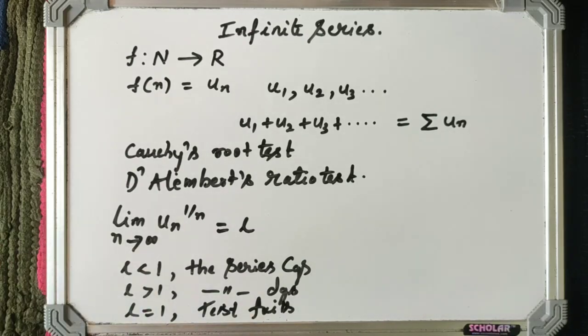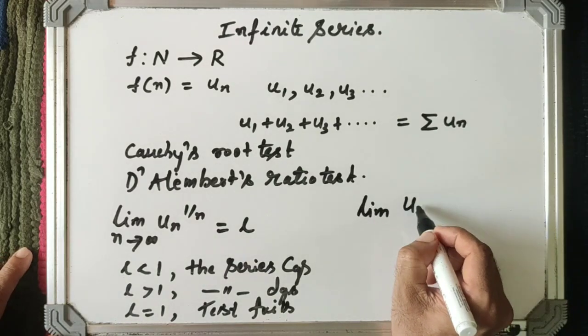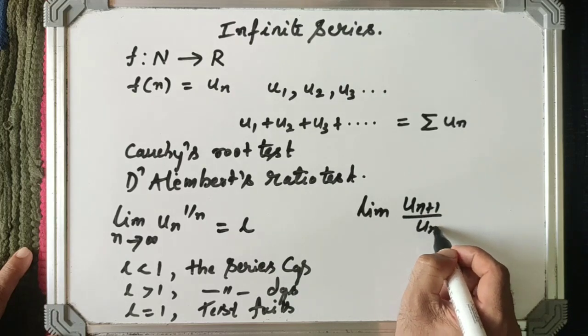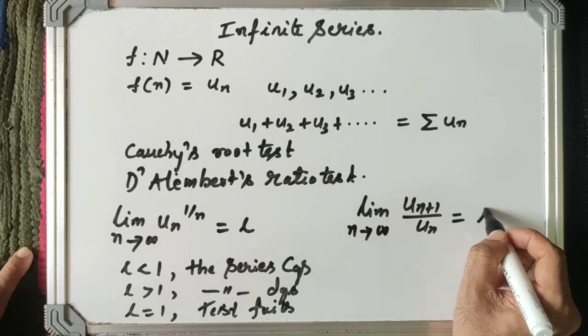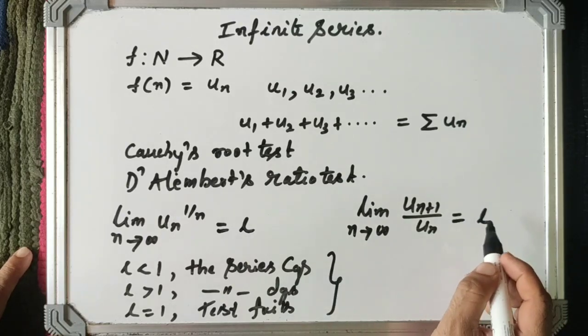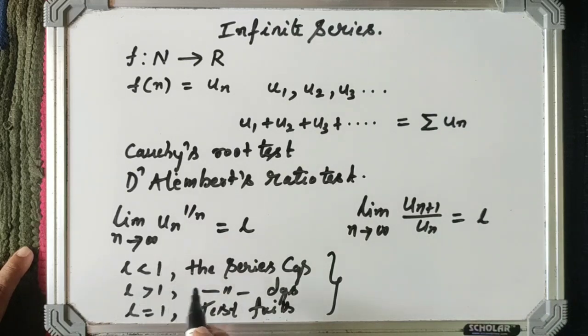Similarly, in the case of D'Alembert's ratio test, we will find the limit of the ratio un plus 1 divided by un as n converges to infinity. Suppose this limit is equal to L. Once again the conclusion is the same. If L is less than 1, the series converges. If L is greater than 1, then the series diverges. If it is equal to 1, the test fails. So these are the two tests we need to carry out to test the nature of the series summation of un.